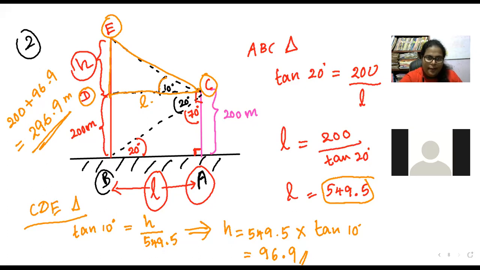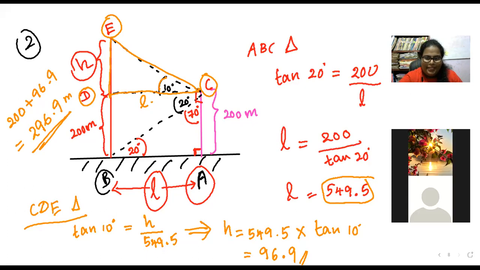Is it clear for you how to get the height of this second building? Is it clear? Dulanjali, is it clear? Yes, madam. Okay, Sandhanika is saying yes, Tenoshan is saying yes. Okay, thank you for your response. And then we'll see the next question.